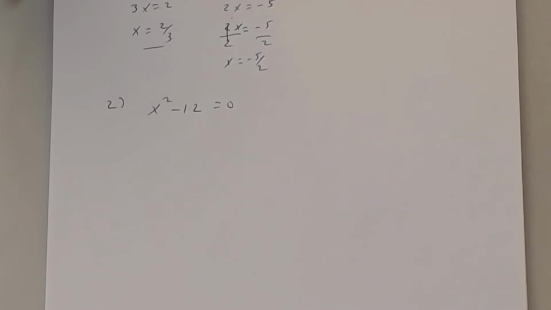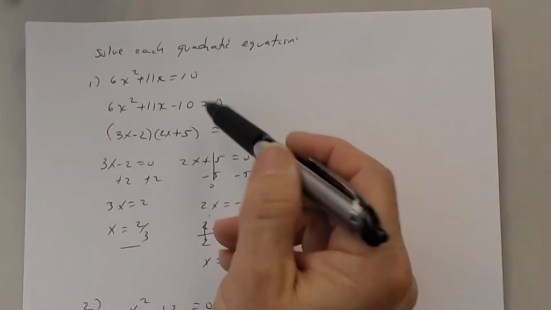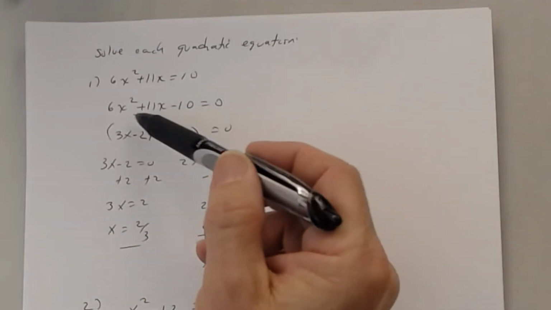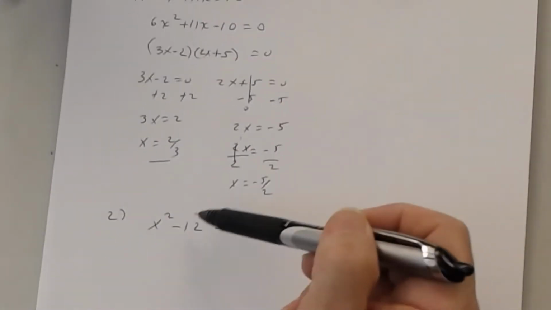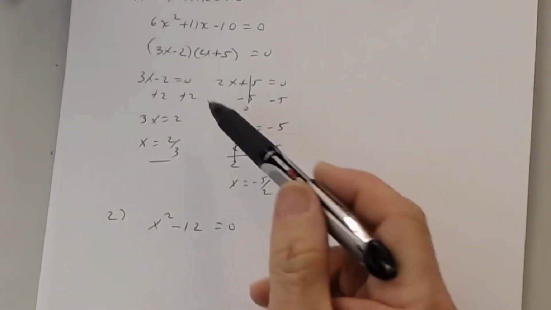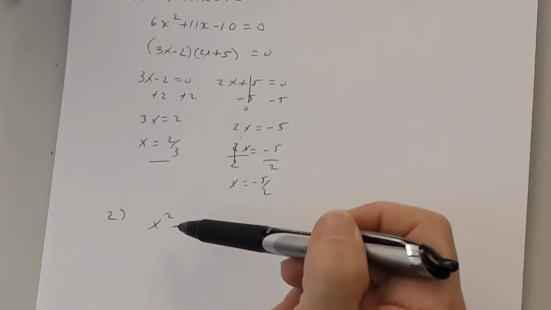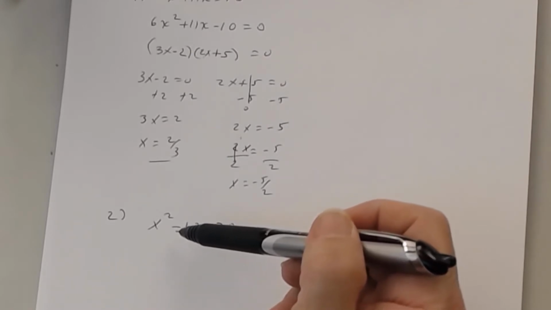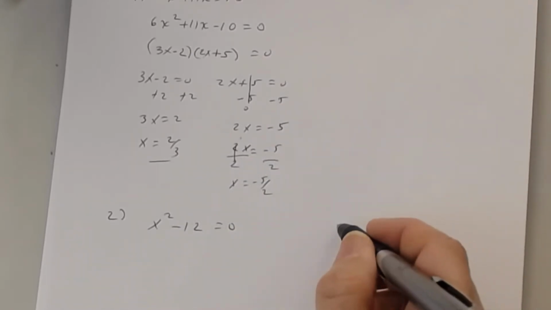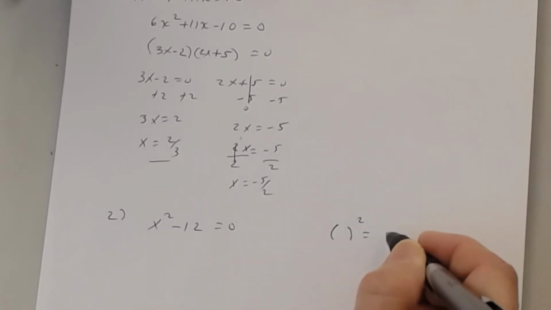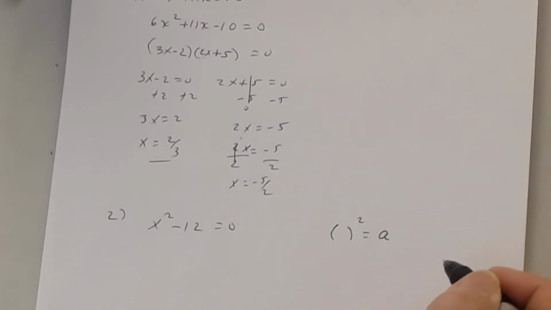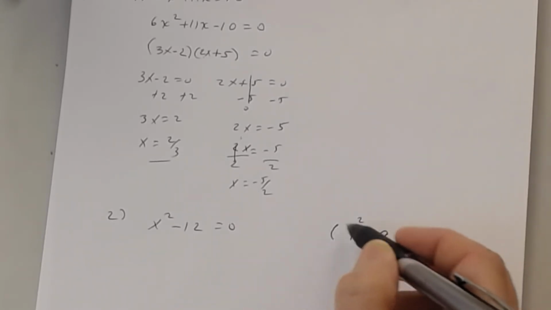Okay, so notice that one of the differences between number 2 and number 1 was in number 1, when this is in standard form, how many terms do you see? 3. Here, how many terms do you see? 2. Here, the x term's missing. So we saw in the last class period that if I have some expression squared equal a number, a constant, how can I get that expression by itself?